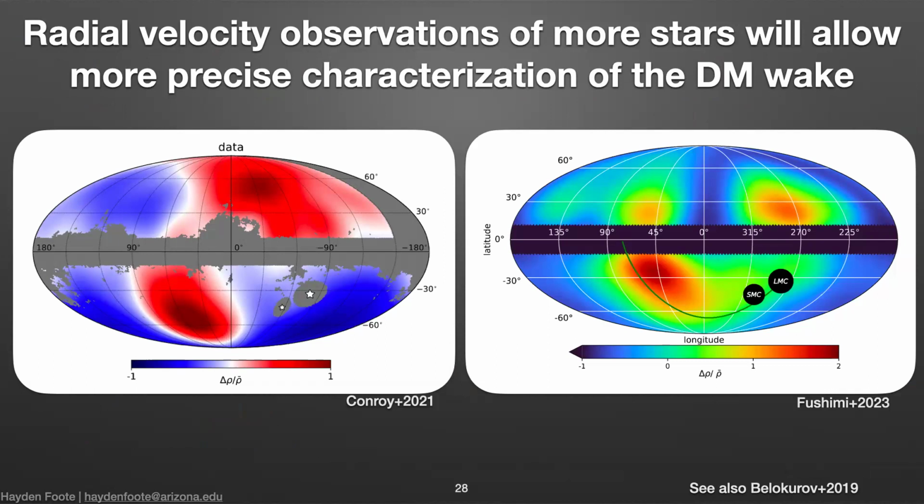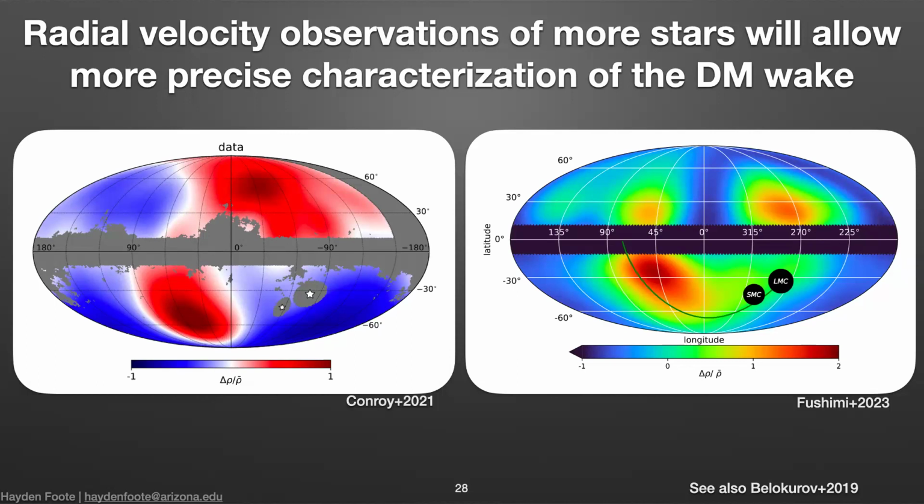There are a couple groups making observations of the outer halo and plotting the densities of the outer halo. In particular, Charlie Conroy's group at Harvard, and there was a nice paper by Keiko Bushimi and collaborators recently, measuring the distribution of K-giants in that outer halo and plotting their densities. In both cases, you can see the wake shows up very nicely, trailing the LMC along its orbit.